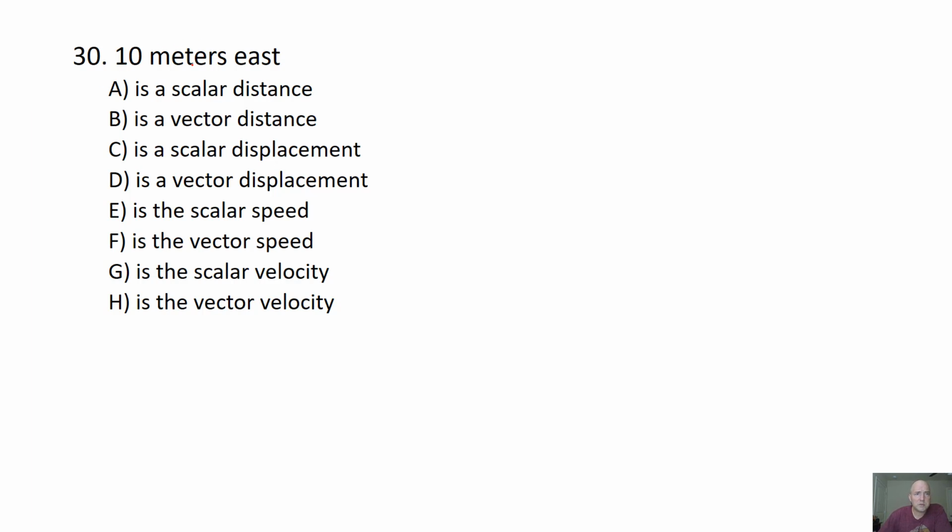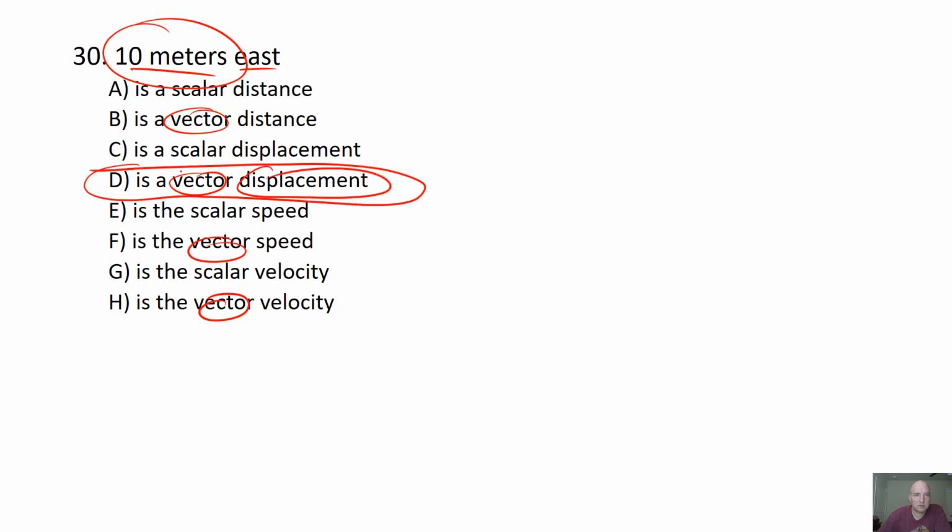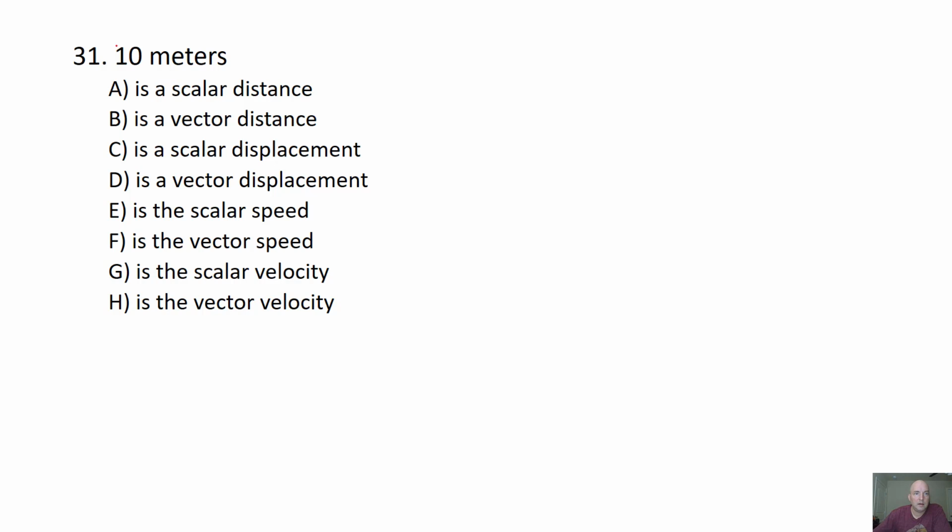Okay, 10 meters east. So east is telling me it's going to be a vector. So right off the bat, I know it has to be a vector. And then 10 meters, well, that's going to be the vector displacement. So D is going to be our answer. 10 meters, I know that's going to be a scalar.